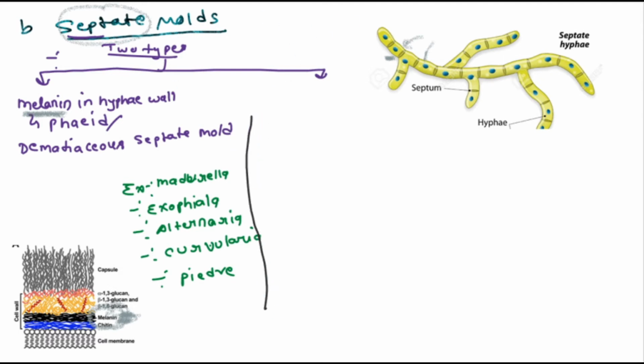Now let's see another one. There are hyaline septate molds. Hyaline septate molds have a glass-like appearance.